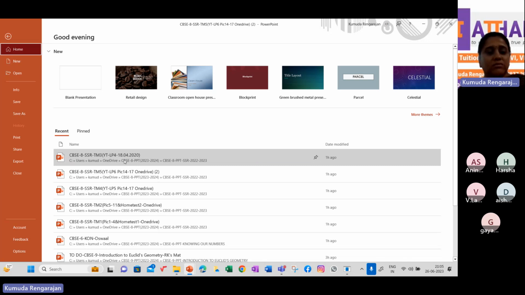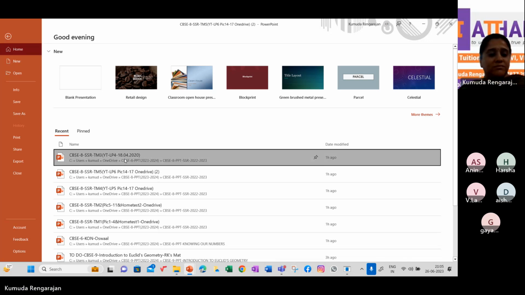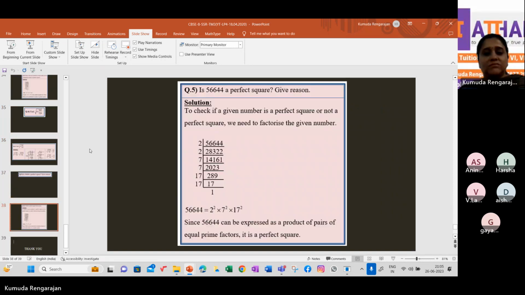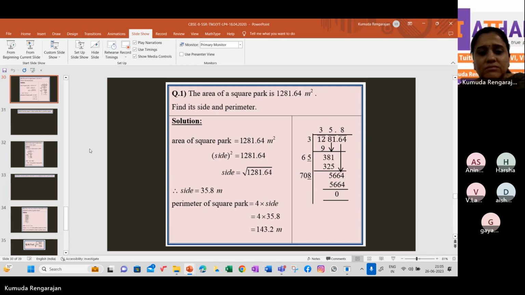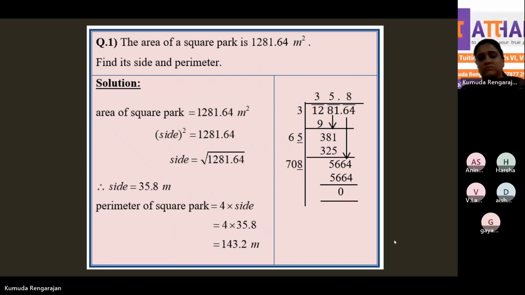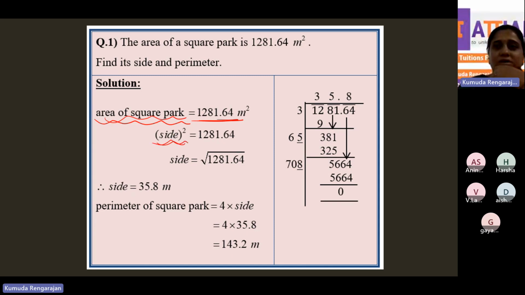Which one are we doing now? See here. Area of the homework question. Area of the square park is this. So that means side square. What is the area of the square park? Side square is this one. So side will be equal to the square root of the area. Side is equal to the square root of area, and you have to find the square root of this number, and this is the side of the square.